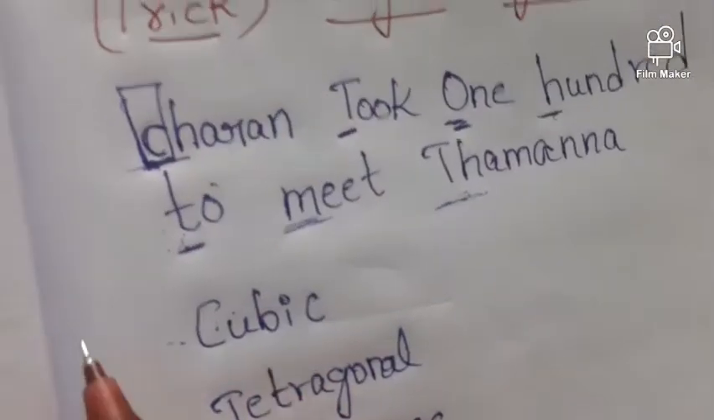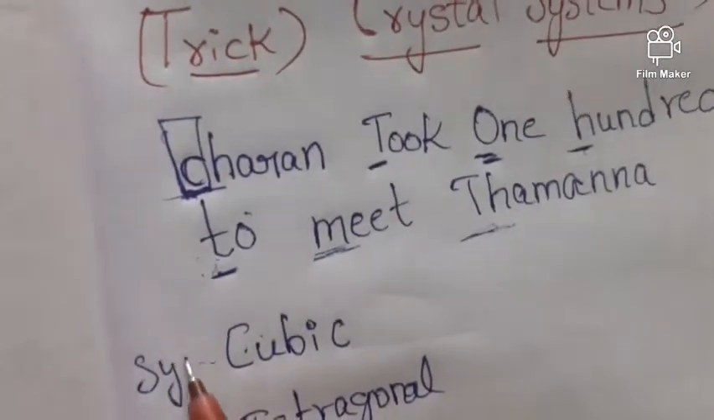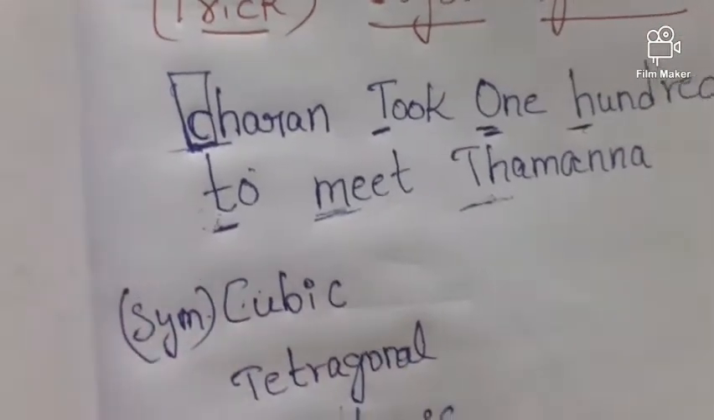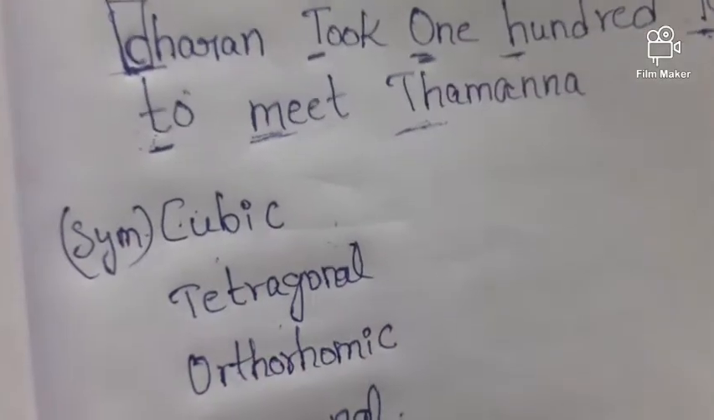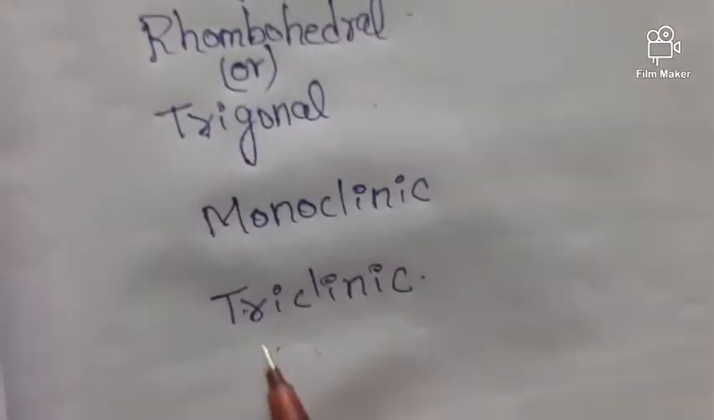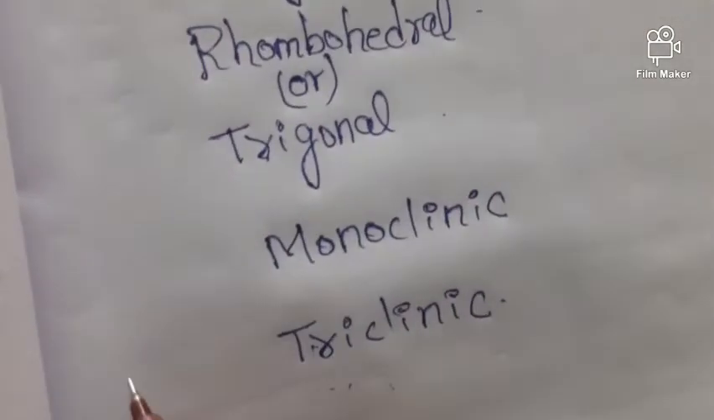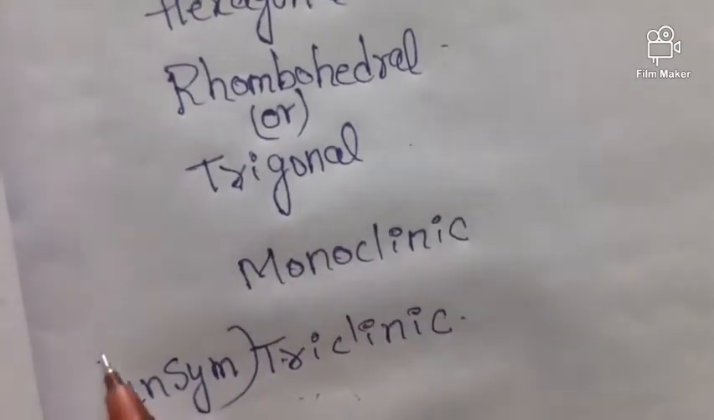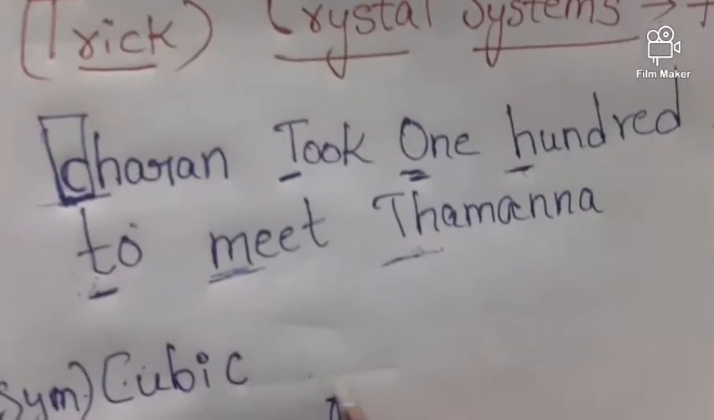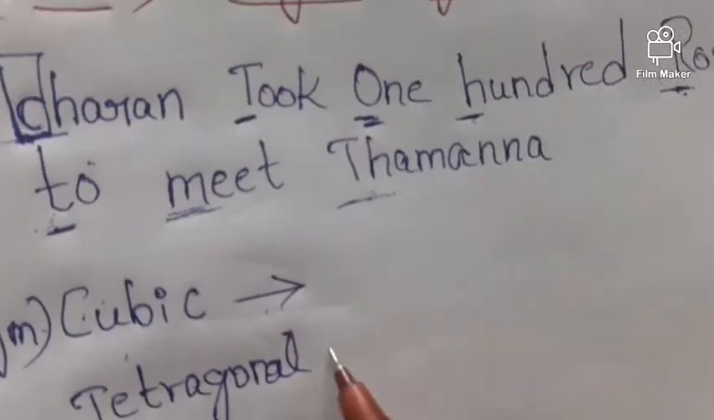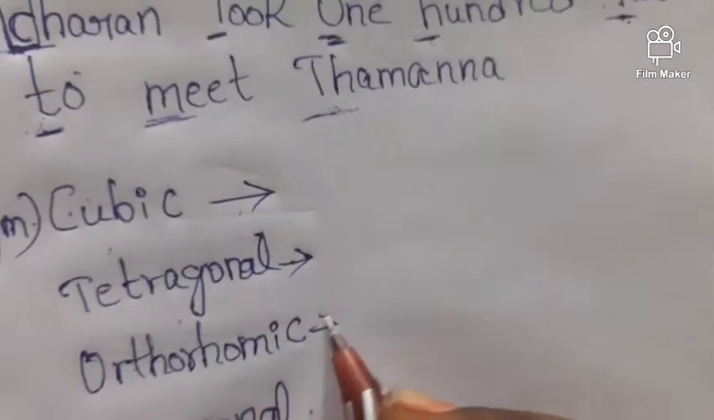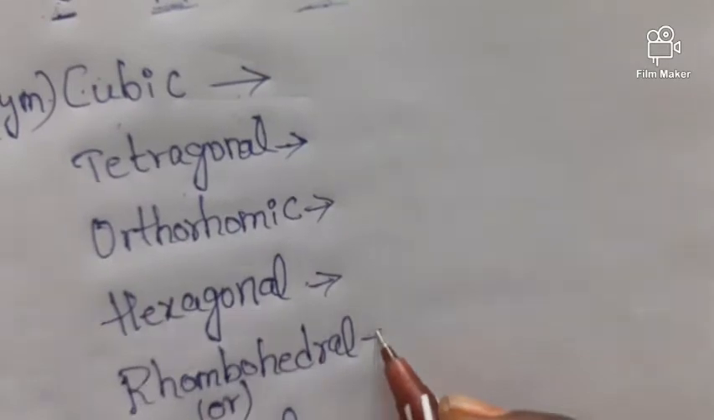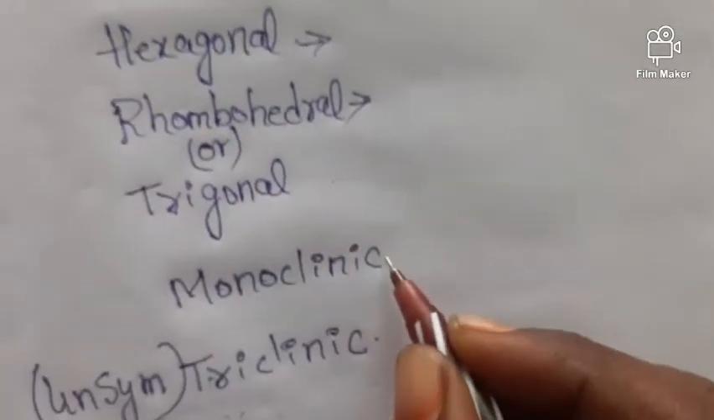See, this cubic is symmetrical friends. This thing you have to remember, cubic. So this crystal system is symmetrical. And see, this is triclinic. This triclinic is unsymmetrical. Now I am going to write the axial distances, and it is very easy to remember the axial distances for these crystal systems.